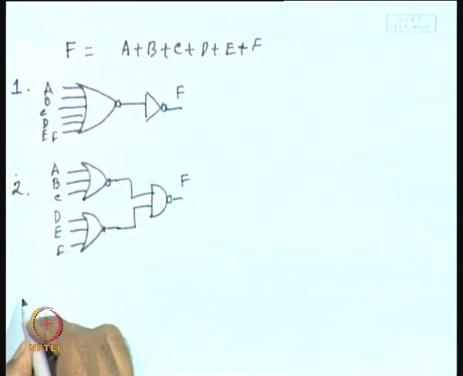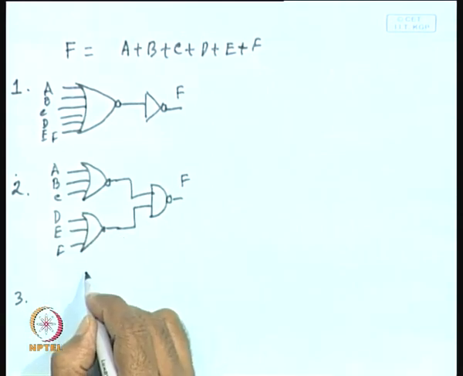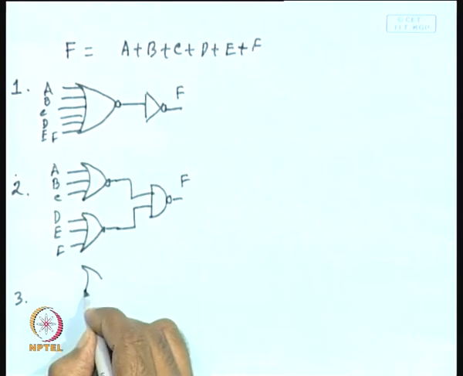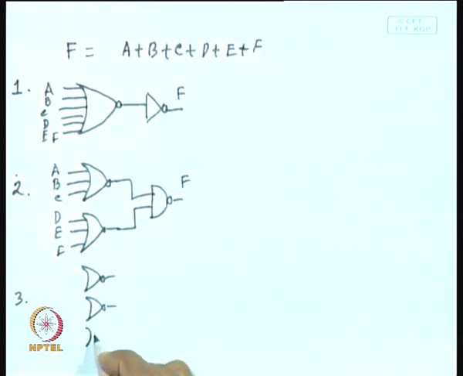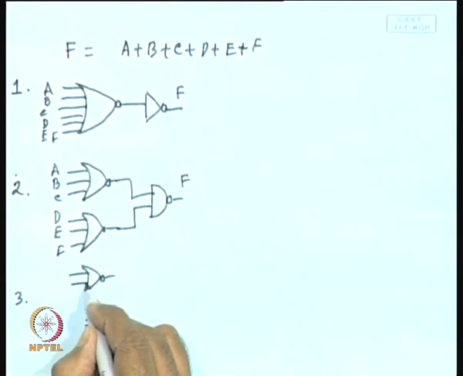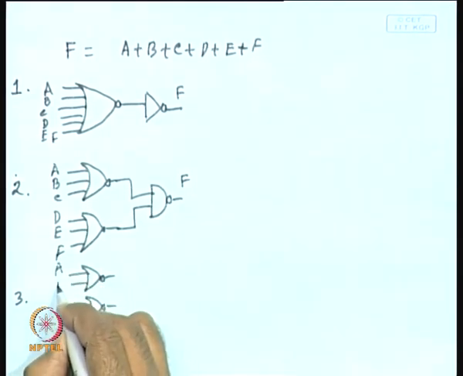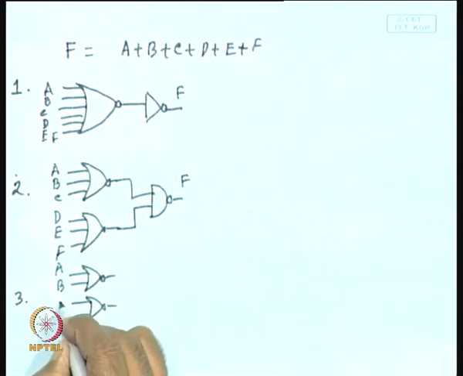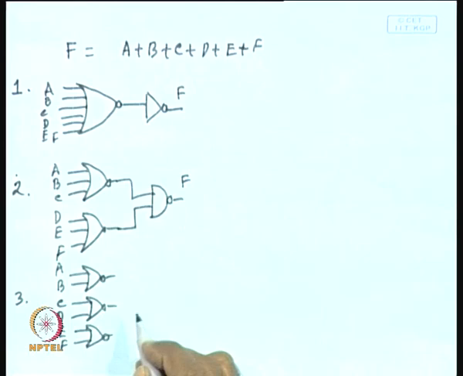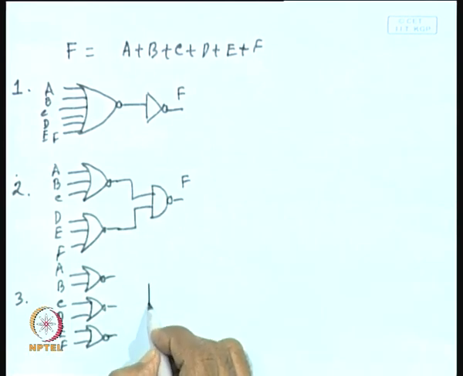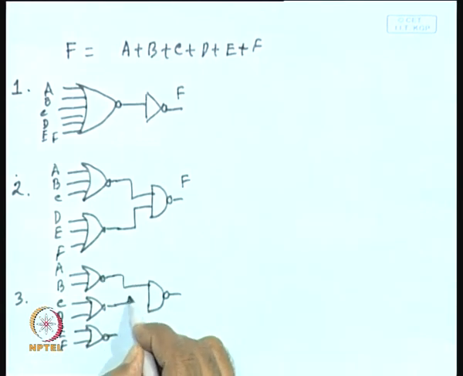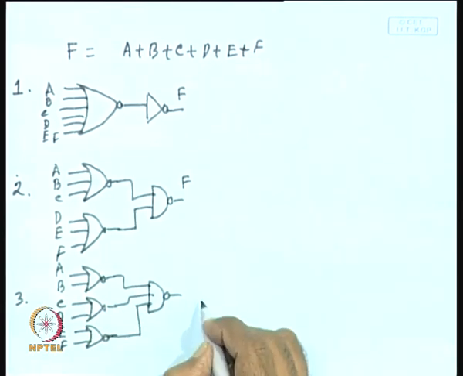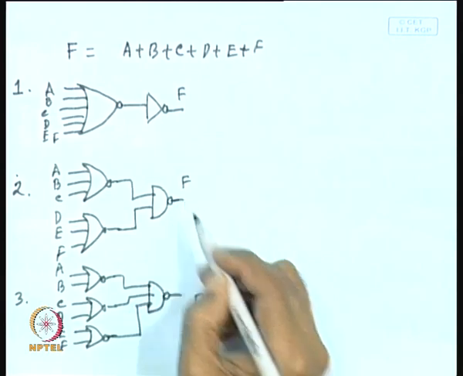And the third alternative that you can have is, you can have 3 2 input NOR gates in the first stage. So, A, B, then C, D, then E and F. And then you will require a 3 input NAND gate. So, in all the 3 cases you are realizing the same function.